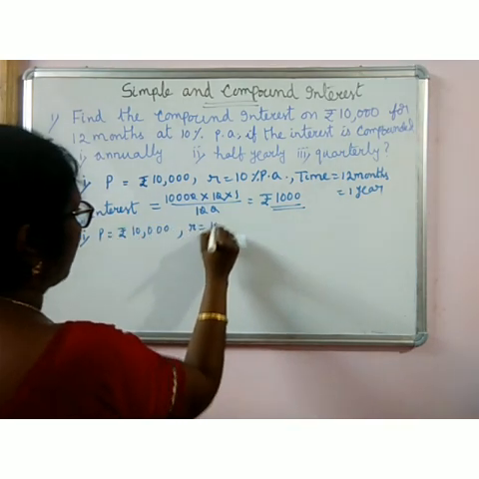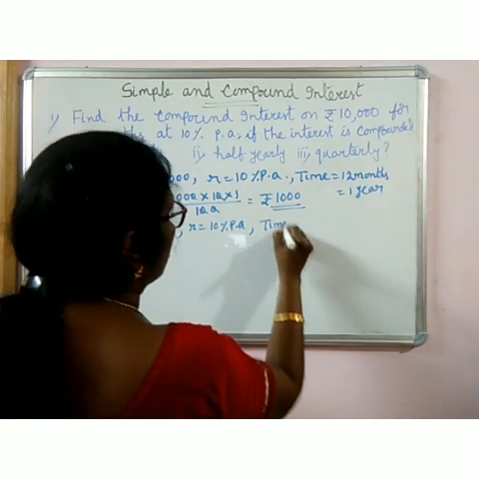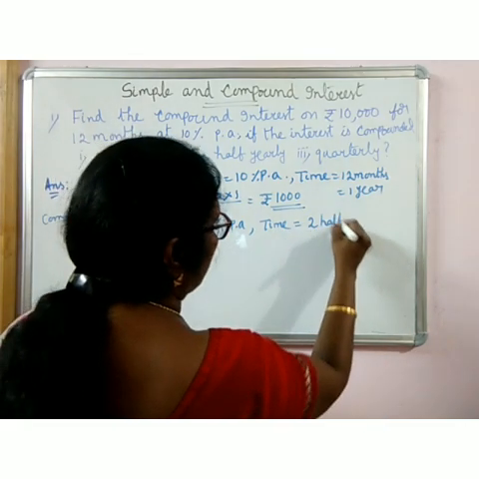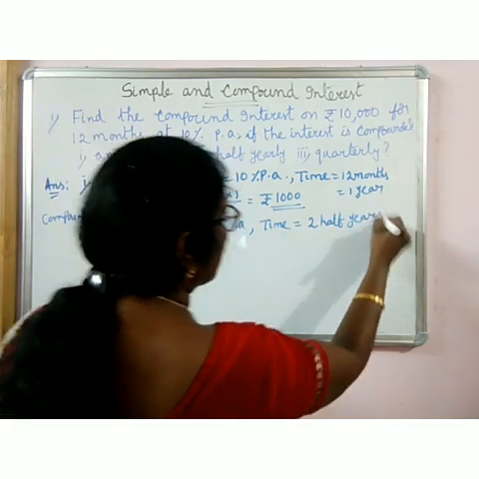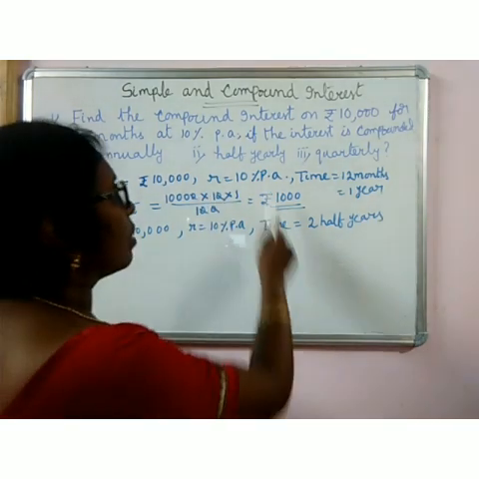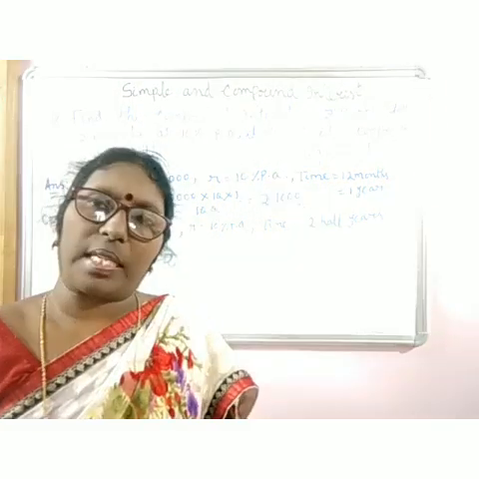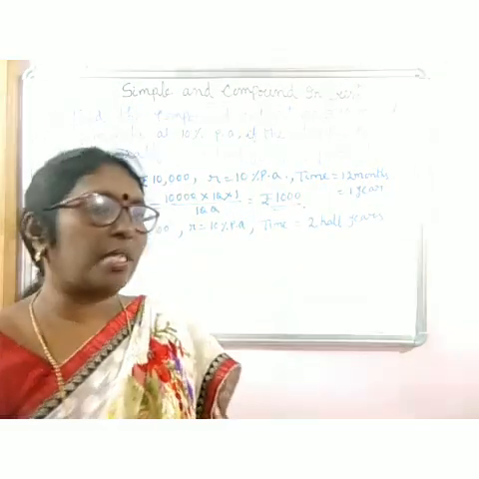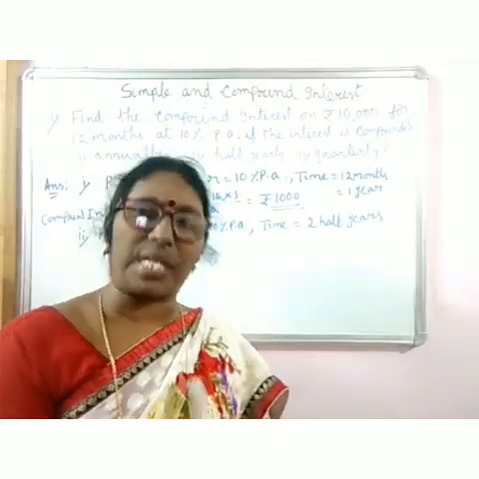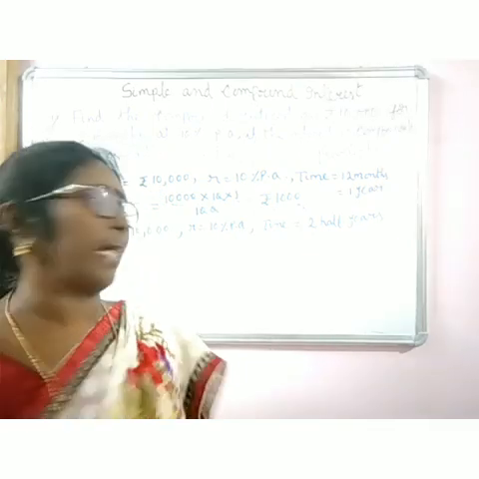For the second bit, principal is 10,000 rupees only. Rate 10% per annum. Time is 12 months, 1 year. That means 2 half years. When the interest is compounded half yearly, in 1 year there are 2 half years. So what you have to do is find the interest for the first half year, then interest for the second half year, like that.